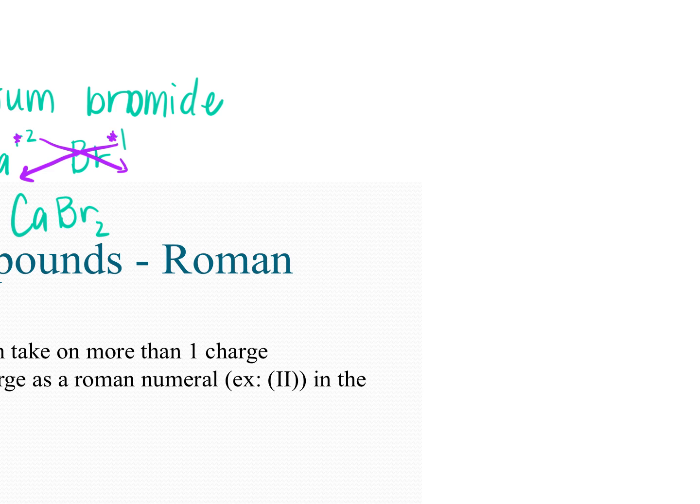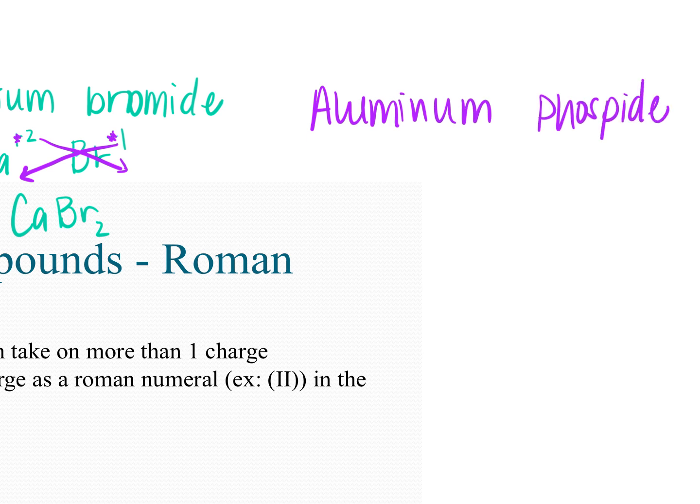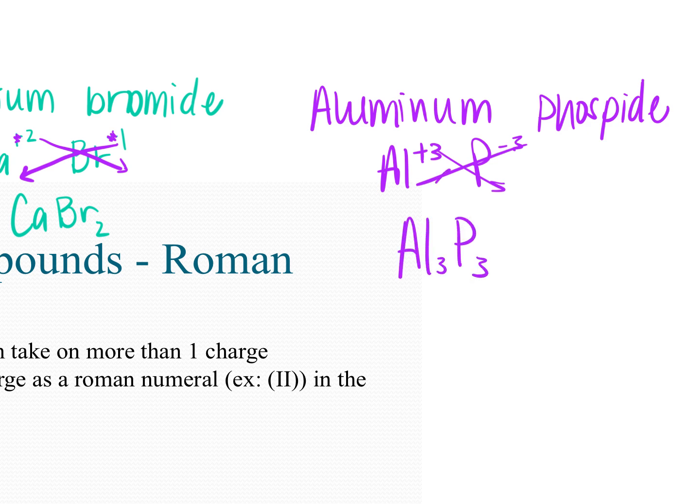Let's try aluminum phosphide. Aluminum phosphide. If this is Al +3 and phosphide is -3, what if I didn't notice and what if I did the crisscross and it was Al3P3? What would I do then? Reduce them down to be AlP.